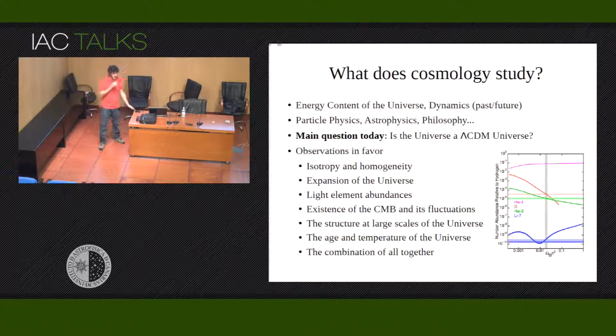Today, in cosmology, probably the main question would be if the universe is Lambda Cold Dark Matter. This is the standard model that we have today, a universe made of a dark sector and baryonic matter, which is almost 5% of the universe. This model is quite well supported by many observations: the measurements of the isotropy and homogeneity of the universe, the existence of the CMB and its fluctuations, the light element abundance. All these observables point toward a Lambda Cold Dark Matter model for our universe.